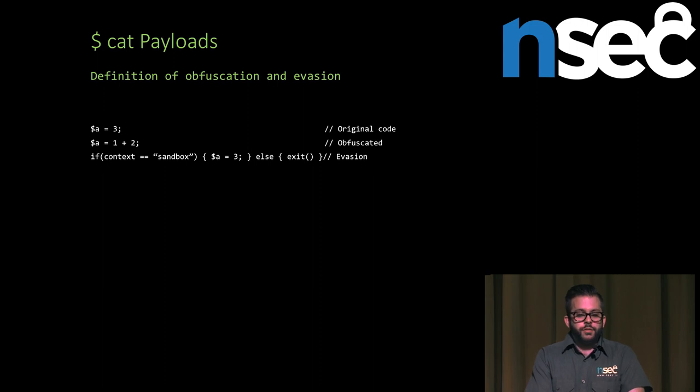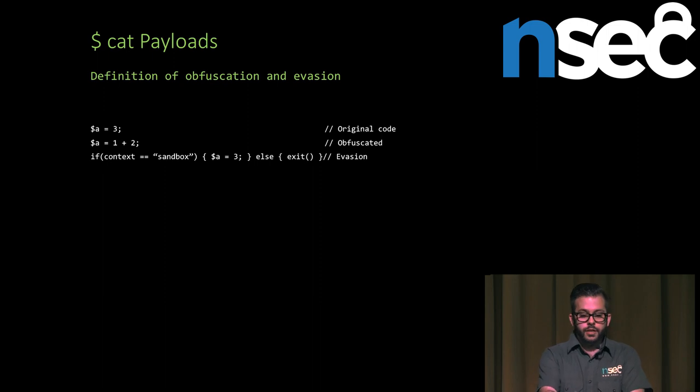Just to be clear, I'm going to define my definition of obfuscation and evasion. If you look at the variable equal 3, it's the original code, right? The concept of obfuscating code is to have the same result, but written differently. So instead of just putting 3, I'm going to obfuscate it and change it to 1 plus 2. So the result is the same, but if they're performing static analysis and looking for the malicious 3, in this case, they're not going to see the 3, right? That's the idea.